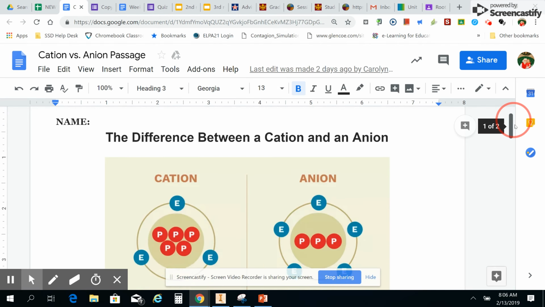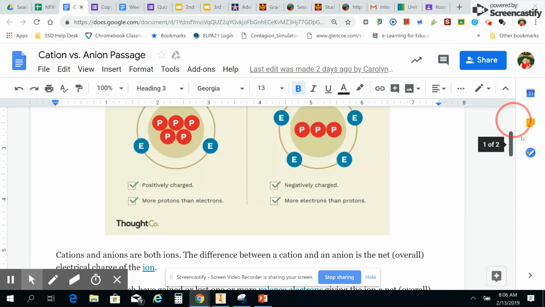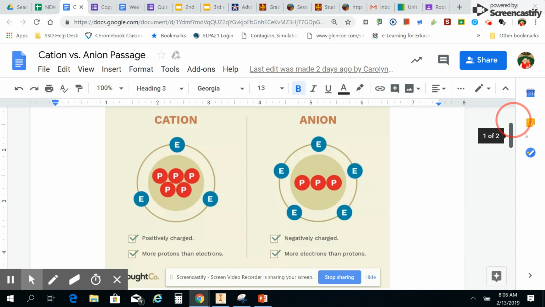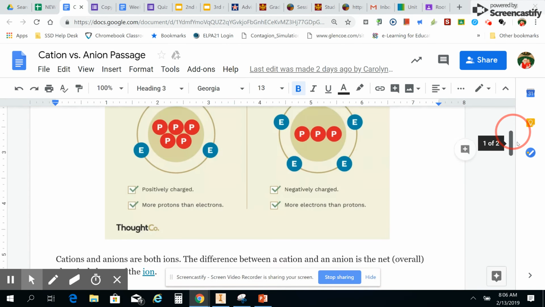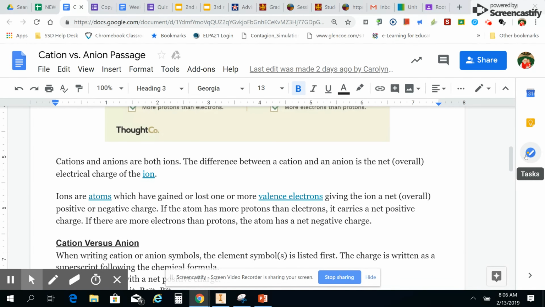The difference between a cation and an anion. Cation: positively charged, more protons than electrons. Anion: negatively charged, more electrons than protons. Cations and anions are both ions. The difference between a cation and an anion is the net overall charge of the ion.